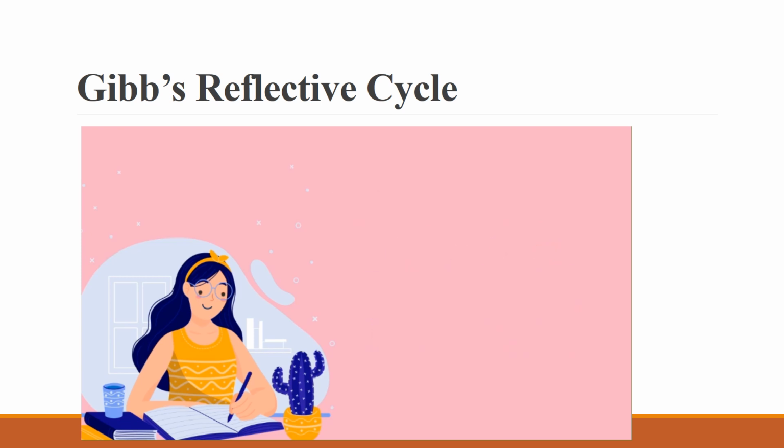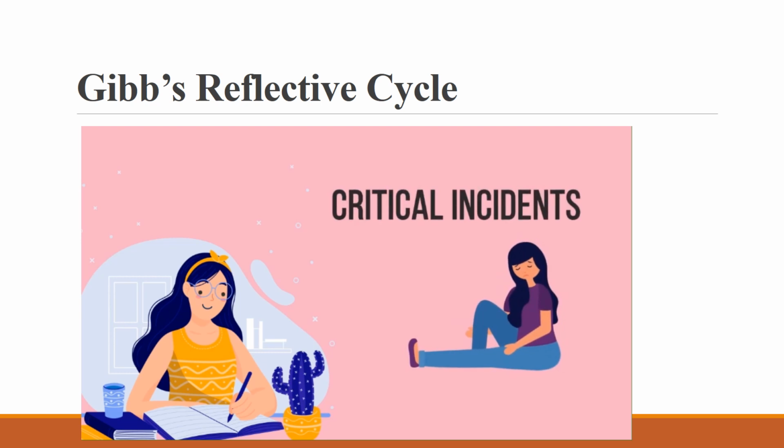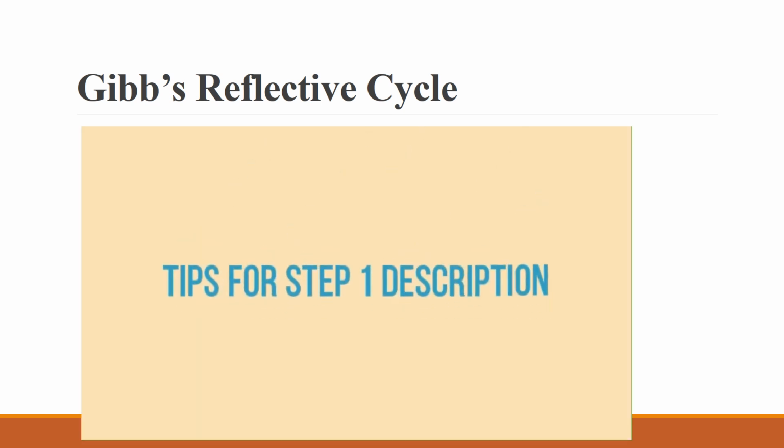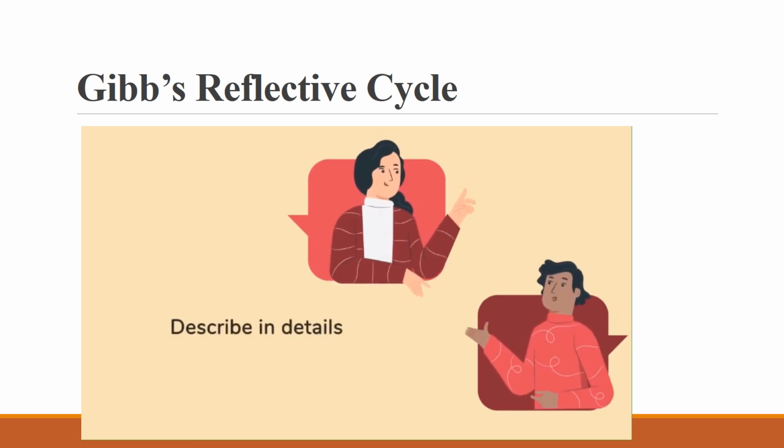The other way to find is to recognize the critical incidents. When things don't go according to your plan, or an event that leaves you with strong emotions, good or bad, that is a cue for you to do a critical reflection. Tips for step number 1. Describe the experience accurately in details. Share it with your trusted friend.